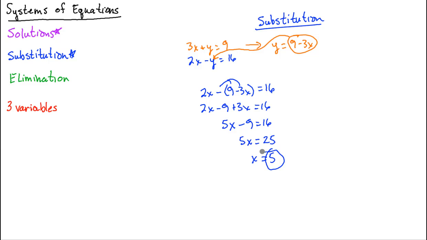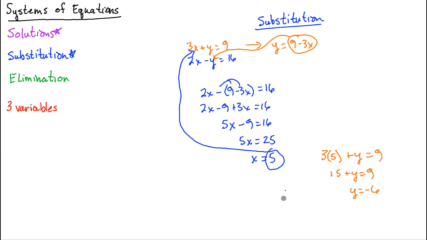Now we just need to find out the y value. Stick it back up here, either one. Let's go ahead and stick it right there. And we get 3 times 5 plus y equals 9. 3 times 5 is 15 plus y equals 9. Subtract 15 and we get y equals negative 6. So our complete answer is x is 5, y is negative 6, and this is the coordinate, the x and the y, that solve the system, the whole thing together.